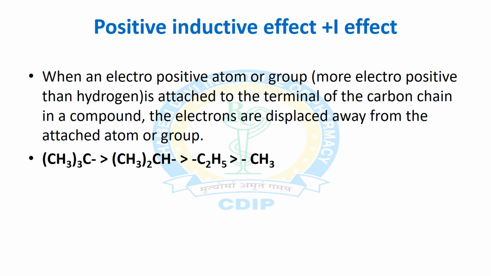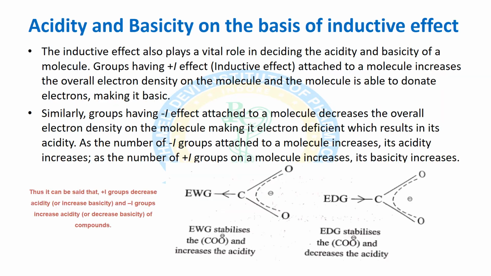While talking about the positive inductive effect or plus I effect, if an electropositive atom or group is attached to the terminal of the carbon chain in a compound, the electrons are displaced away from the atom attached. For example, if a methane molecule and an ethane molecule are there, ethane would have more positive inductive effect compared to methane, and this results in the plus I effect.